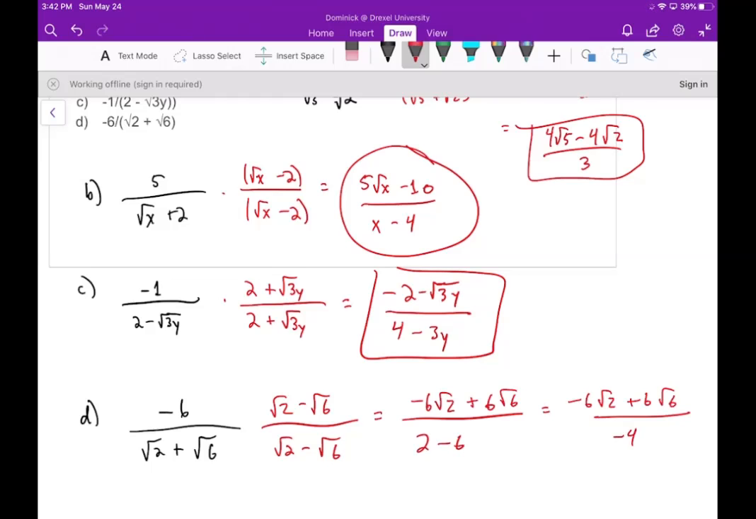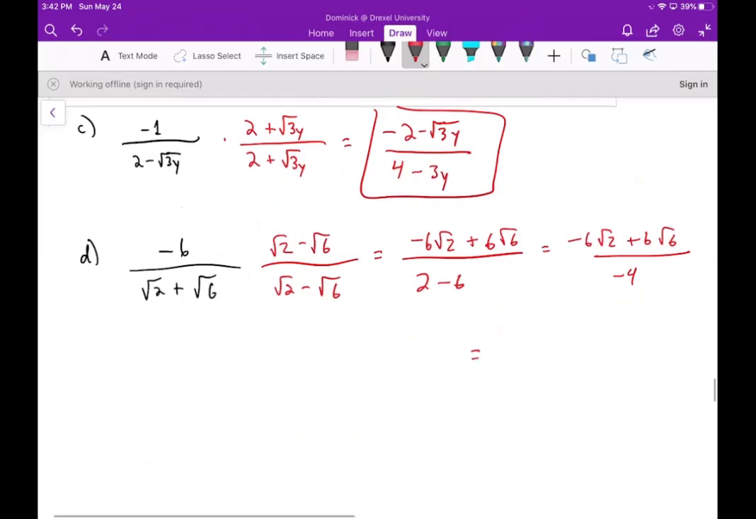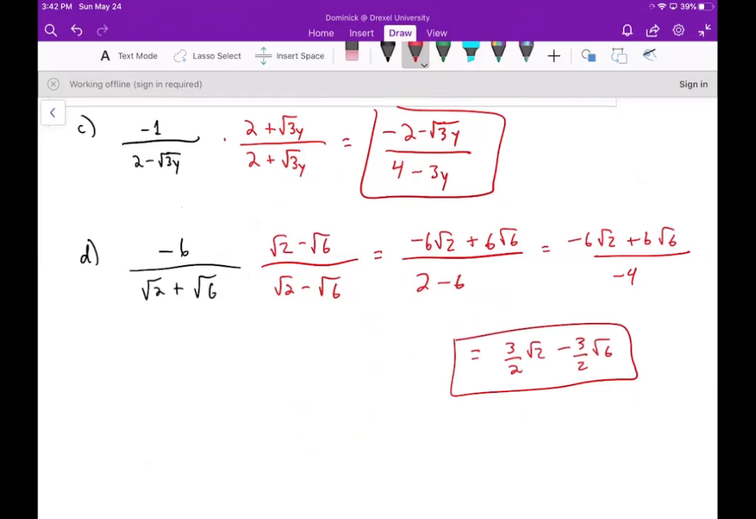And so we're going to get (negative 6 square root of 2 plus 6 square root of 6) over negative 4. So it looks like finally we can say this is 3 over 2 square root of 2 minus 3 over 2 square root of 6. Okay, so that's our final answer there.